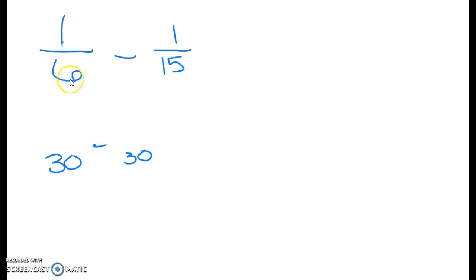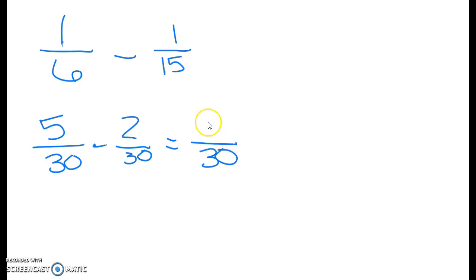To get 30 out of 6, you multiply 6 times 5, so we do the same to the numerator, and that gives us 5 over 30. To get 30 out of 15, you multiply by 2, you do the same to the numerator, which becomes 2. So 5/30 minus 2/30, our denominator stays the same. 5 minus 2 is 3. And at this point, we can reduce by dividing both the numerator and the denominator by 3, and that gives us the answer of 1/10.